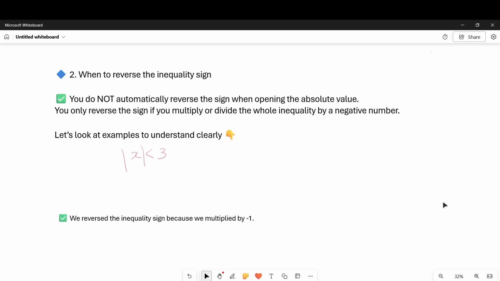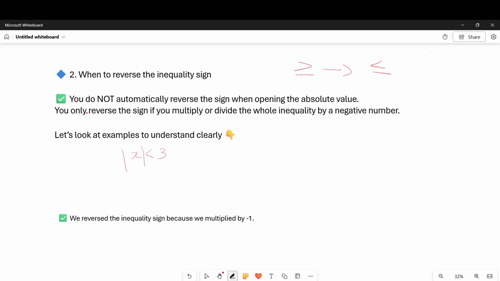Okay, another important thing is when to reverse the inequality sign. Reversing the inequality means taking this inequality sign and reversing it in the opposite direction. This is how we reverse the sign. So when do we reverse the inequality sign?